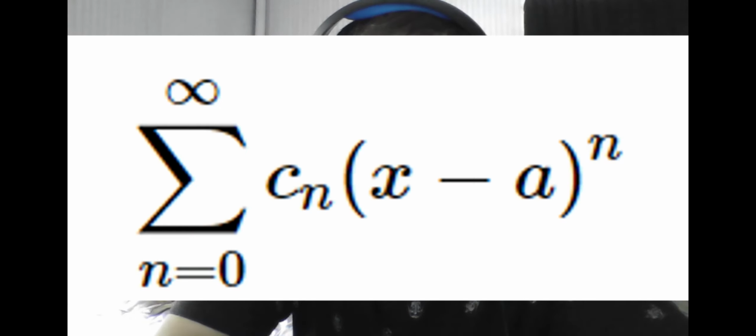Hello everyone, for this tutorial video, I would like to explain what the formula for a power series is, and how it is centered around a specific value unlike the other series. The formula for a power series centered around x equals a is the infinite sum starting at n equals 0 of coefficients subscript n times x minus a to the power of n.